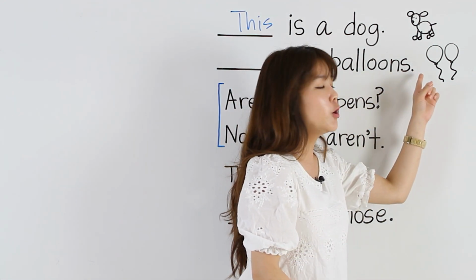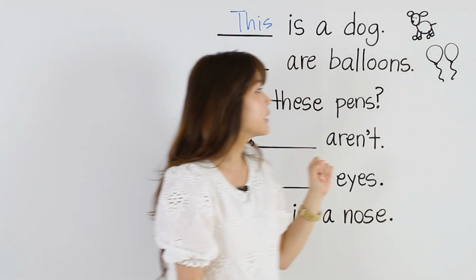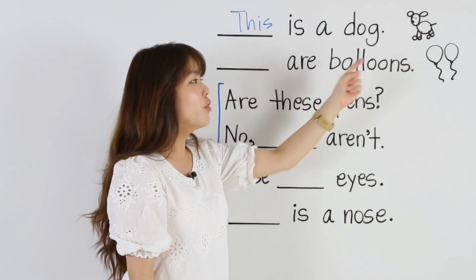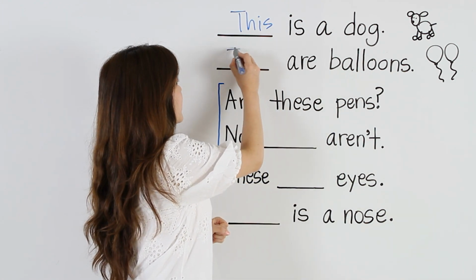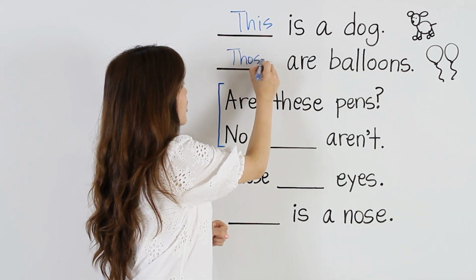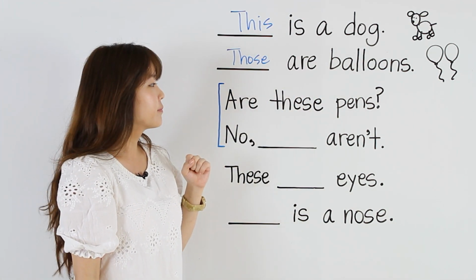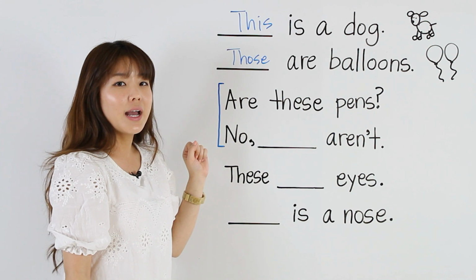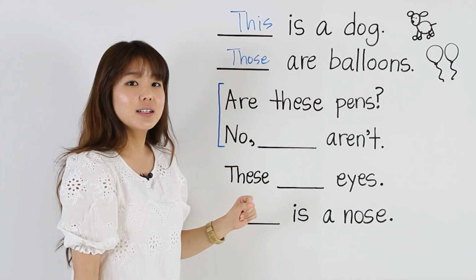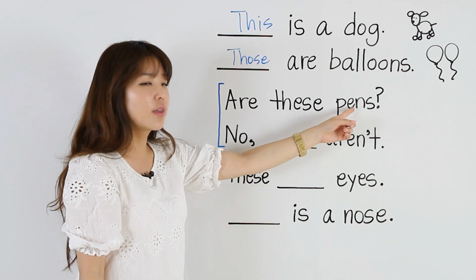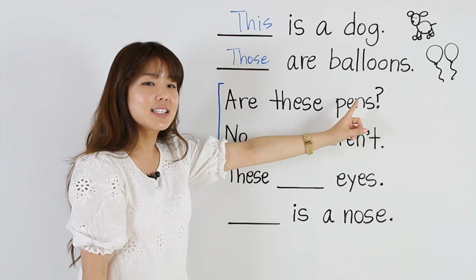So if it's close, I say these are balloons. If they're far, those are balloons. Okay? So let's write those. Those are balloons. Okay, now when we ask the question, are these pens? We have more than one. These pens with an S.